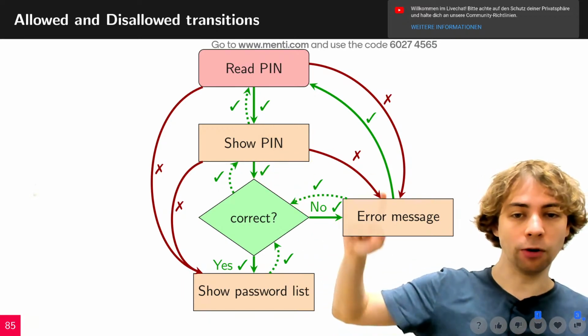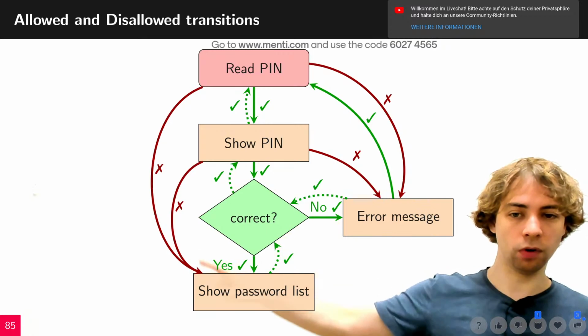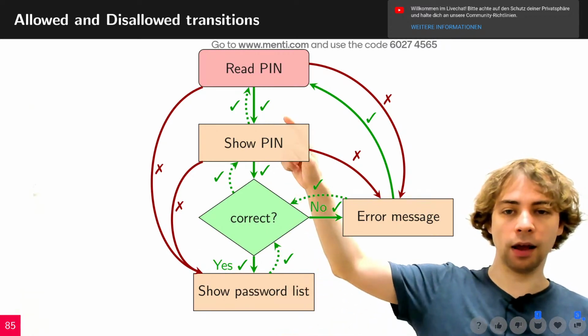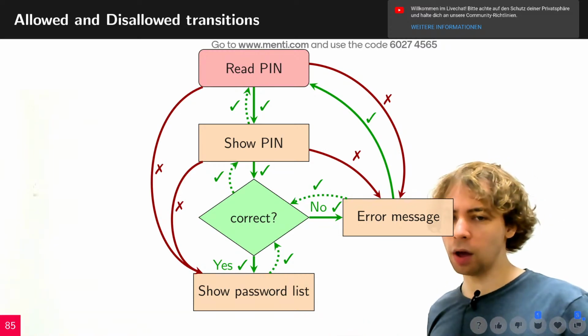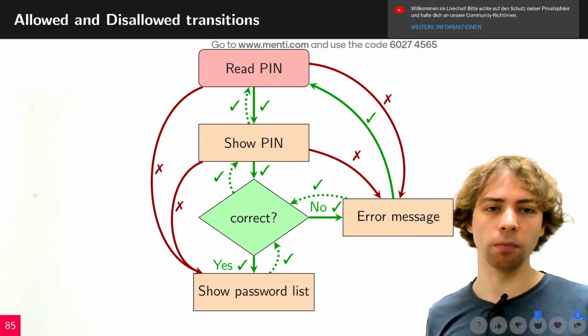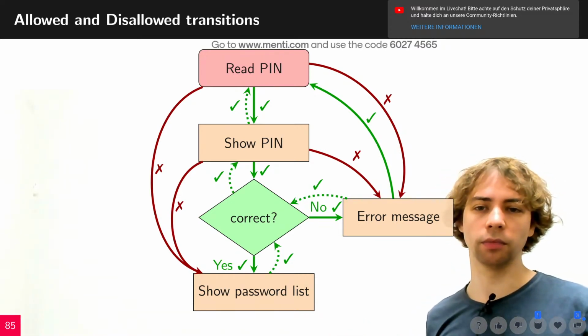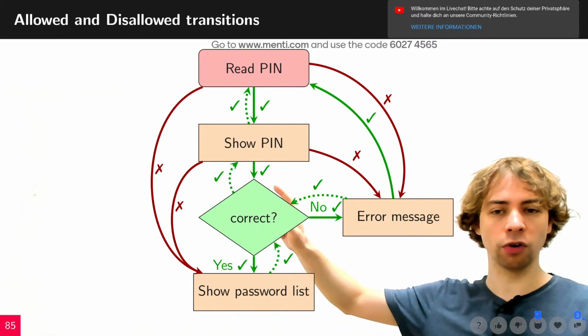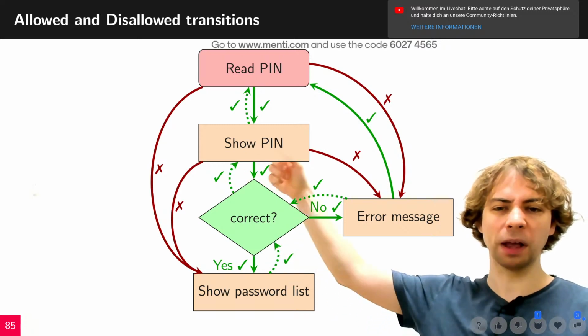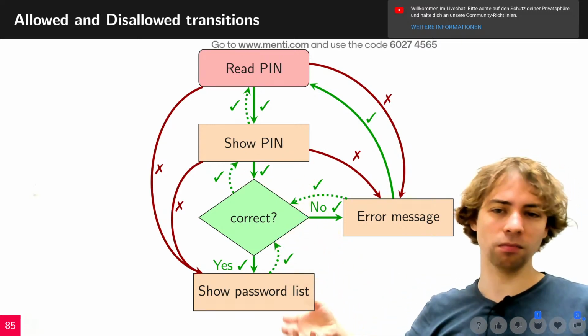From show pin, can I go to error message? No. To show password list? No. Can I go to read pin? Yeah, I mean, it's coming from there, so maybe that's allowed. Show pin, we can go forward to correct. Can this one go back? Yeah, maybe it can.